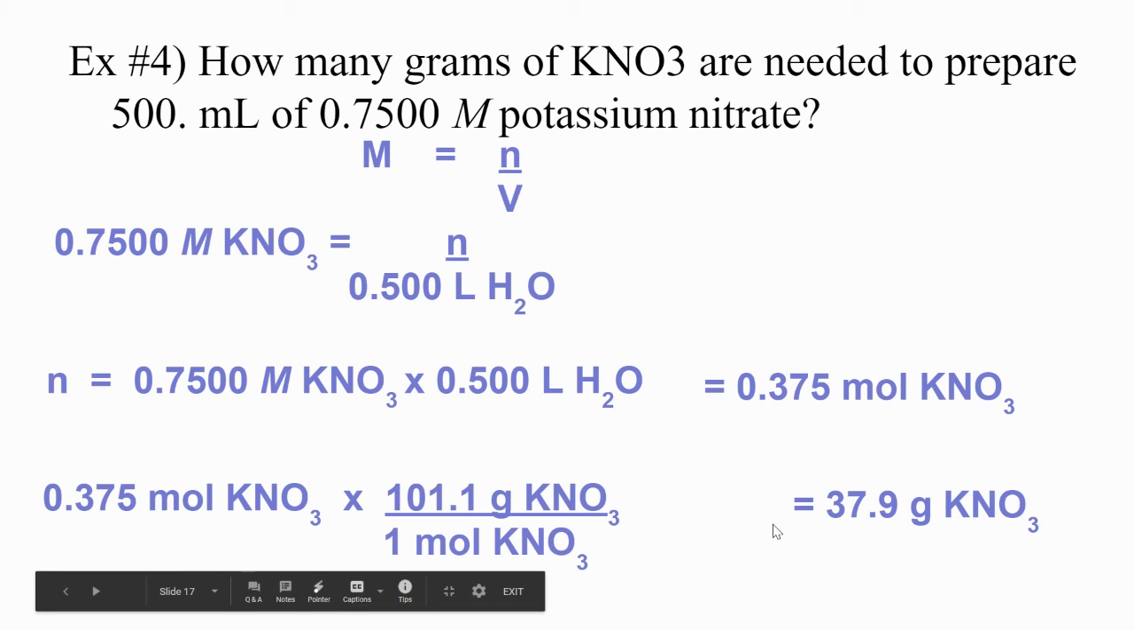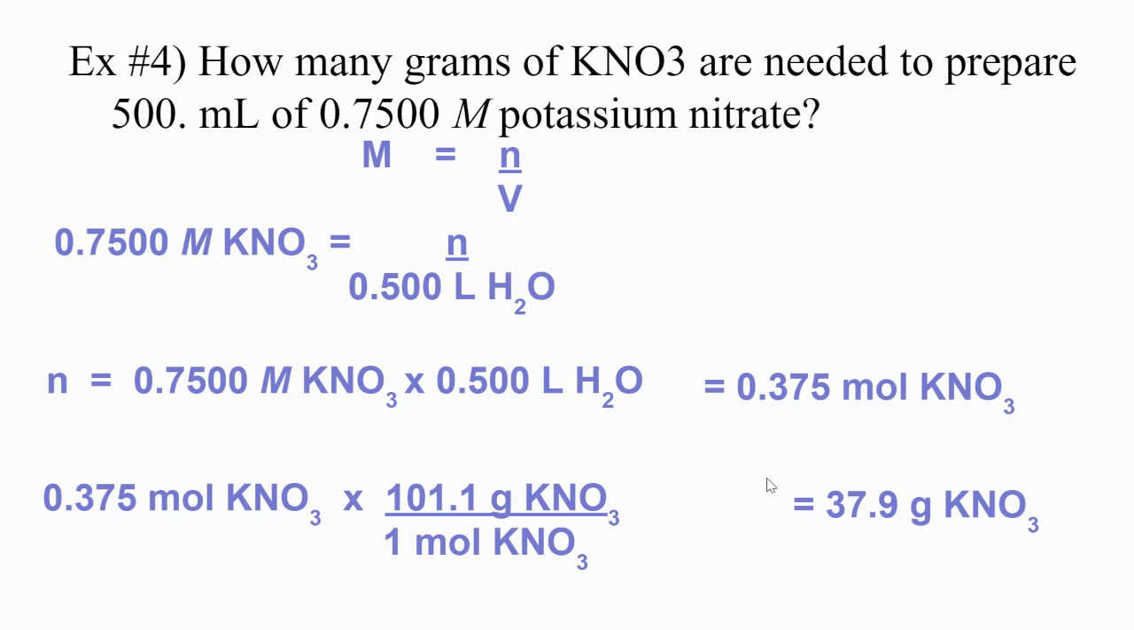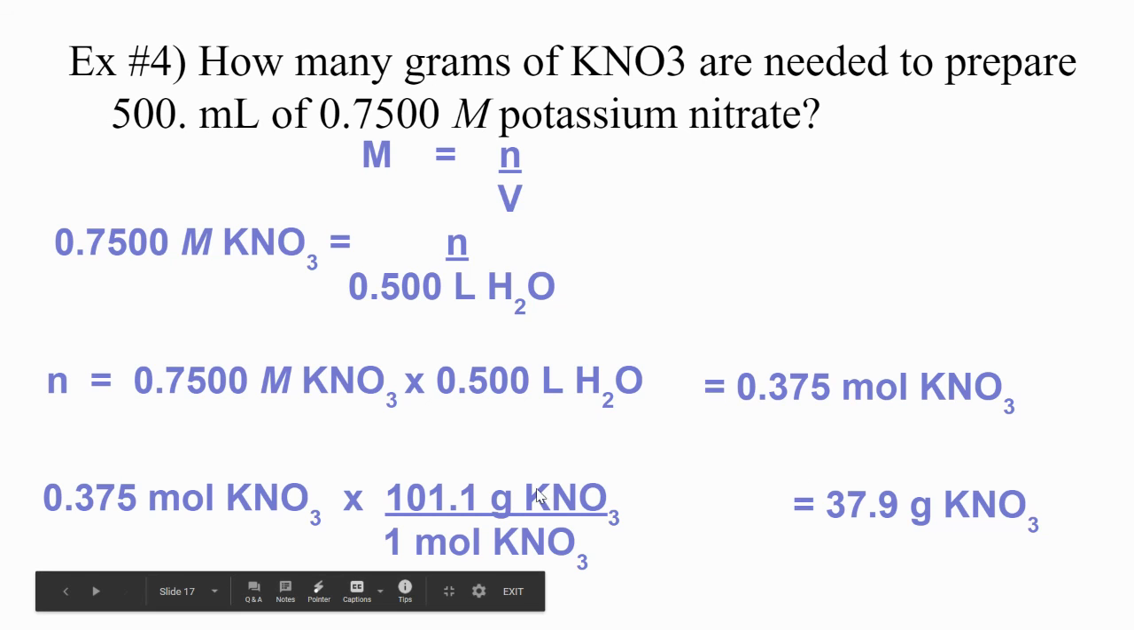So I need to refer to my periodic table and determine the molar mass of KNO3. I determine that by accounting for the mass of 1 potassium, 1 nitrogen, and 3 oxygens. So when I take those masses and add them together, I get 101.1. So there are 101.1 grams of KNO3 in every mole. So moles, grams goes on top, moles goes on the bottom. I multiply, and my final answer is that we would need 37.9 grams of KNO3.